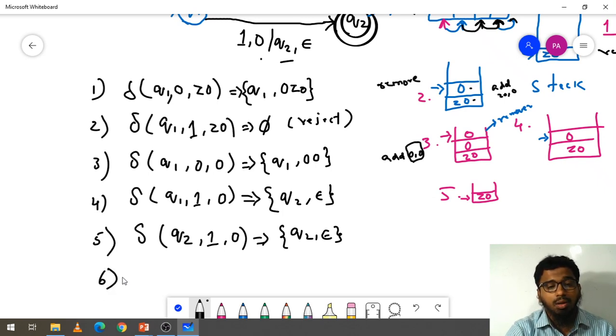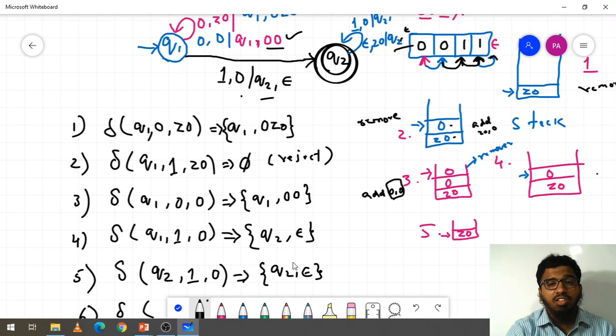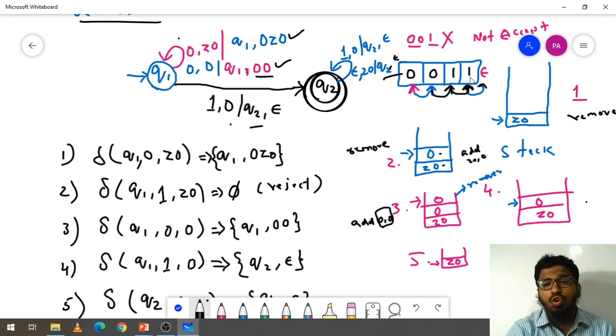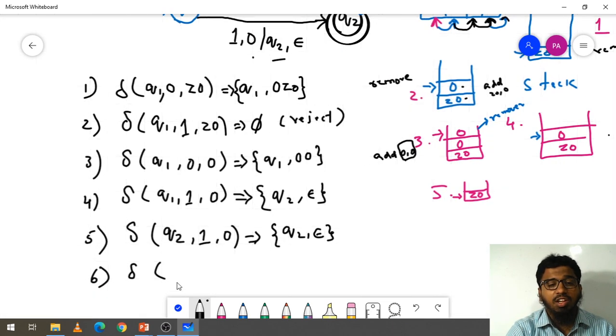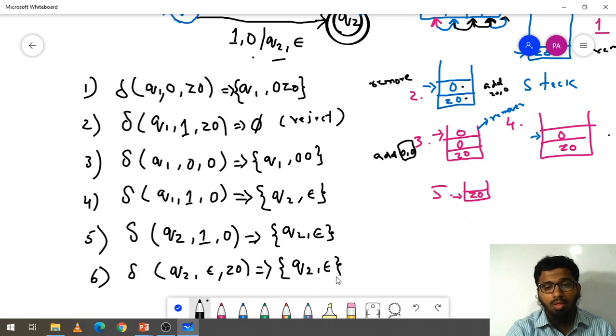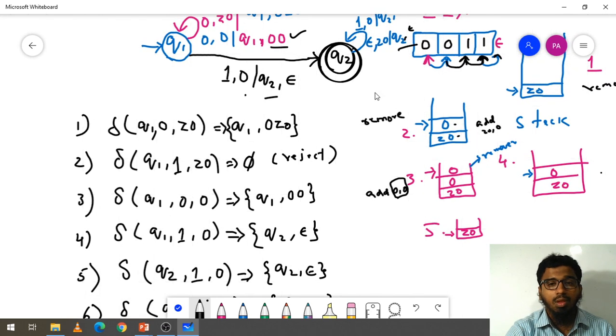Next, delta. Is there any string available here? 0 0 1 1, we finished it. So next is q2 epsilon, and what is available at the last is z0. So where will it go? It will go to the final state. What is our final state now? Same, q2 epsilon. So this is our final state.